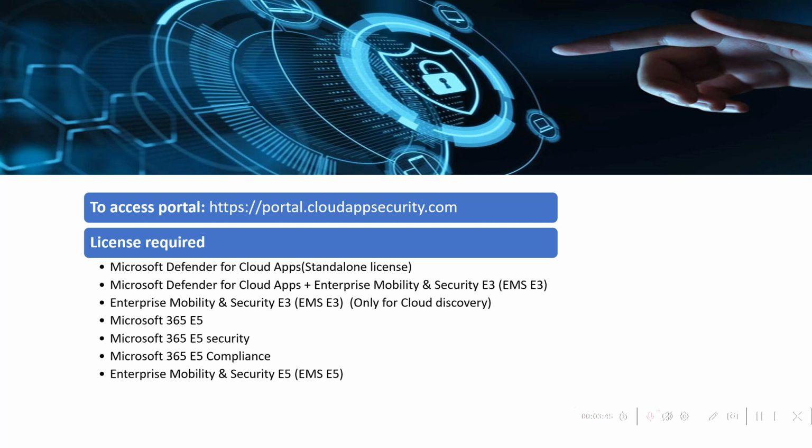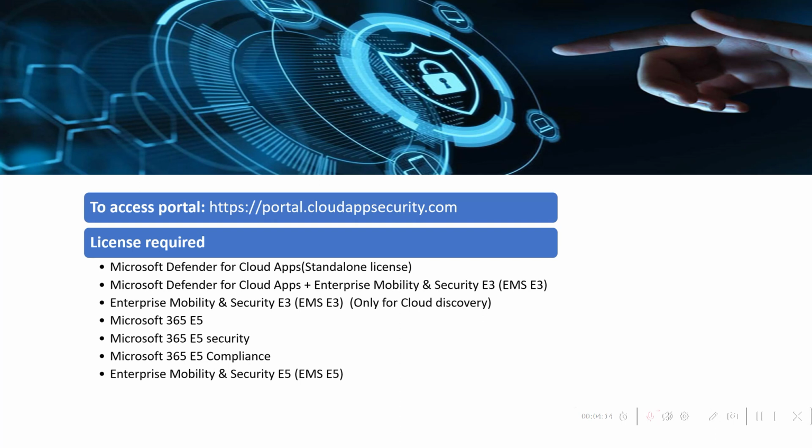And MDCA can be combined with Enterprise Mobility Security E3, that is EMS E3. So this combination with EMS E3 extends the capability of Microsoft Cloud App Security to include Conditional Access App Control also, which is a reverse proxy capability. And what this helps exactly is for real-time session controls and automatic data classification and labeling.